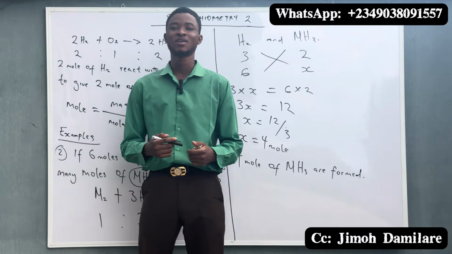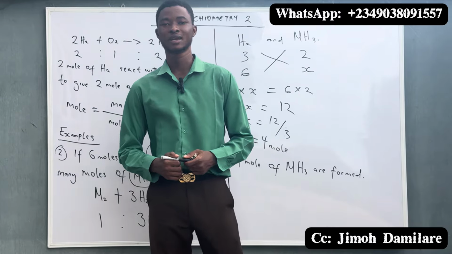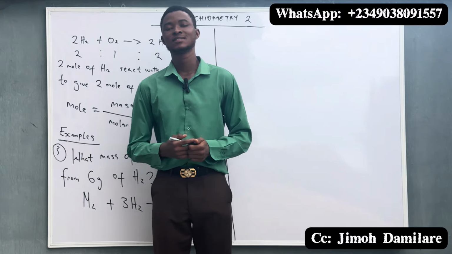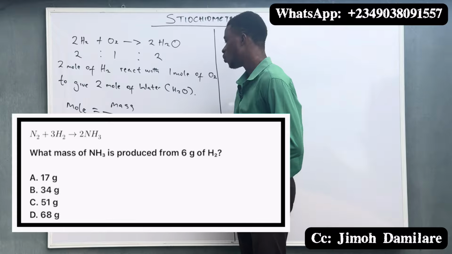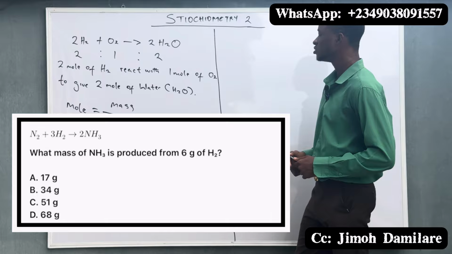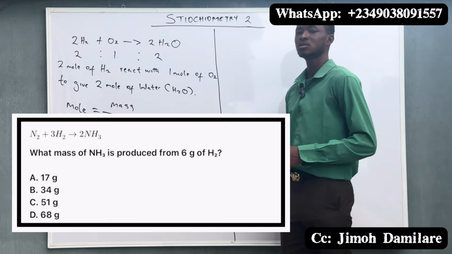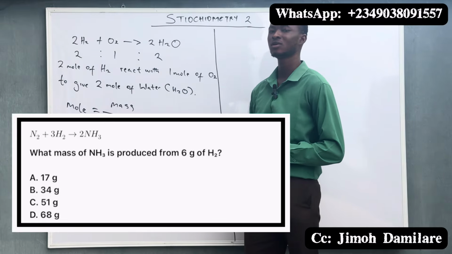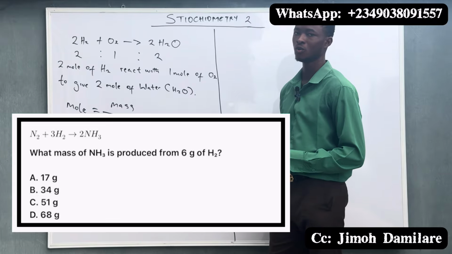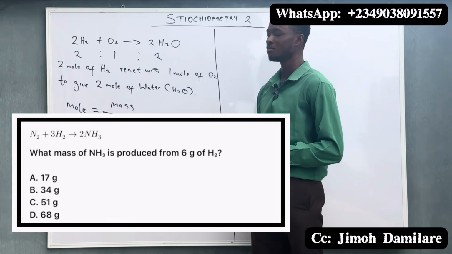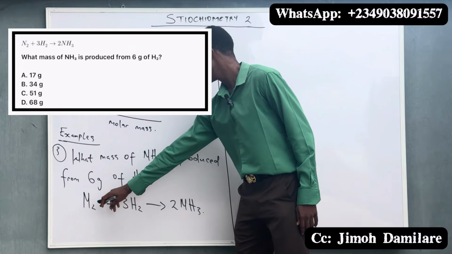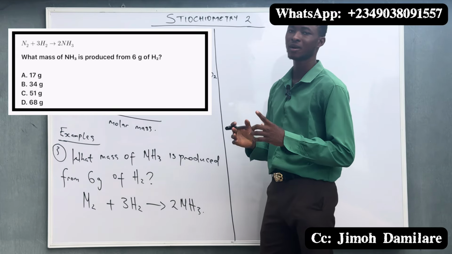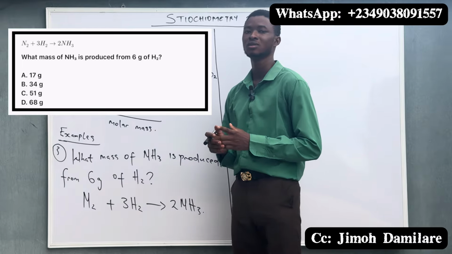So let's look at another example, still on the mole ratio in a chemical equation. Moving to the third example, as displayed on the screen, the question says, what mass of NH3 is produced from 6 grams of H2? From this question, you can see the difference. The question we have been dealing with has been talking about mole, but this question is talking about mass. And we have been given the balanced equation in the question. So this is your very first step. You have to know the balanced equation so you won't solve the question in a wrong way.